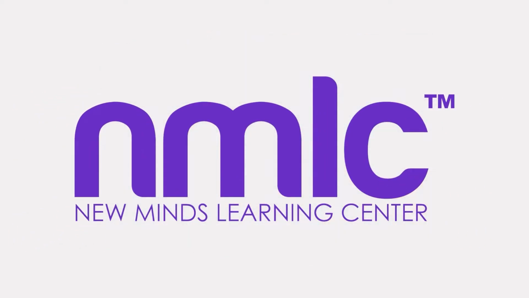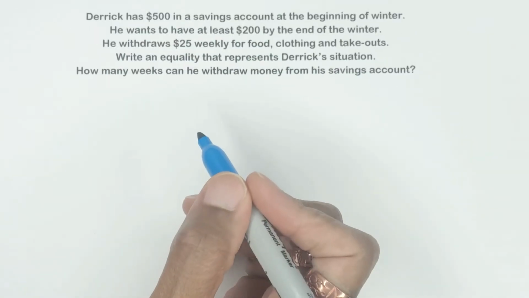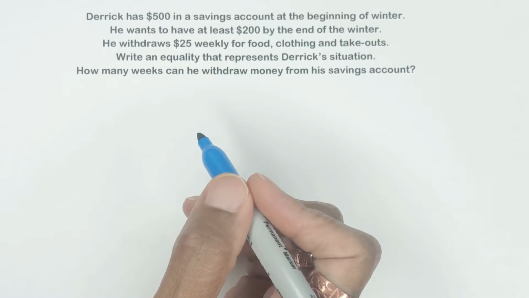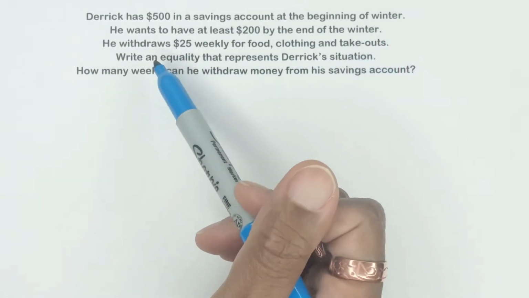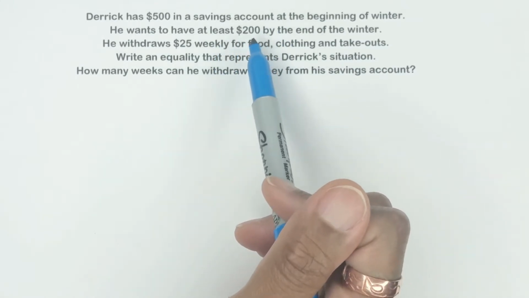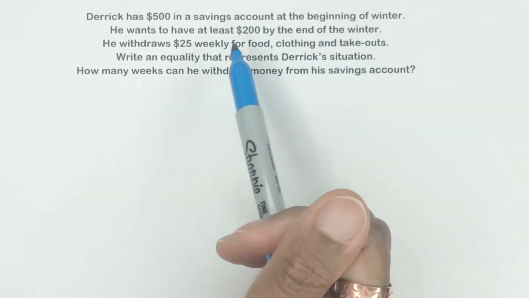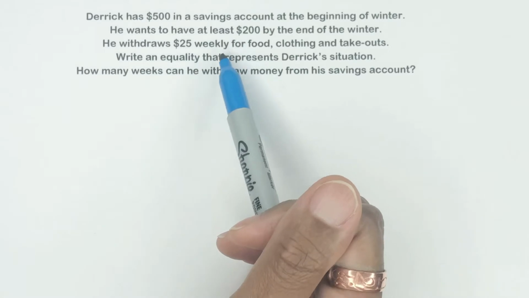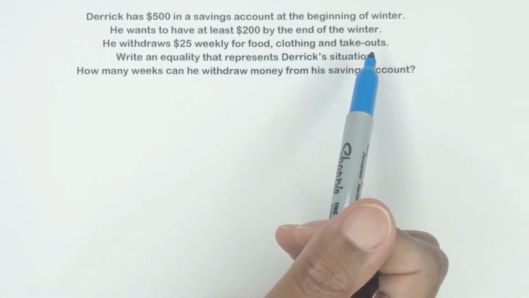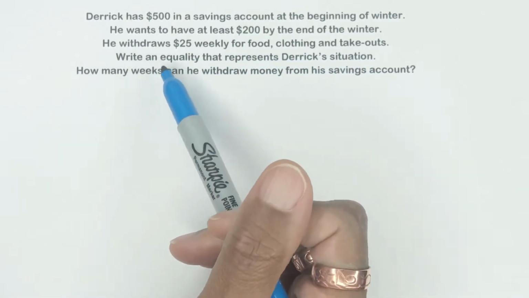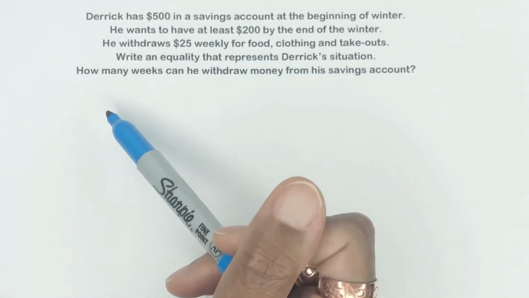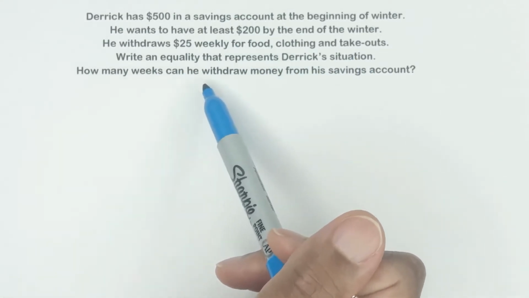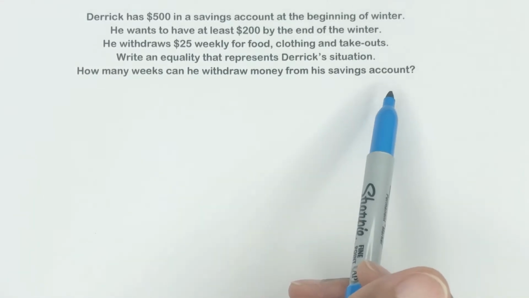So here, Derek has $500 in a savings account at the beginning of winter. He wants to have at least $200 by the end of the winter. He withdraws $25 weekly for food, clothing, and takeouts. Write an equality that represents Derek's situation. And then the next question is, how many weeks can he withdraw money from his savings account?